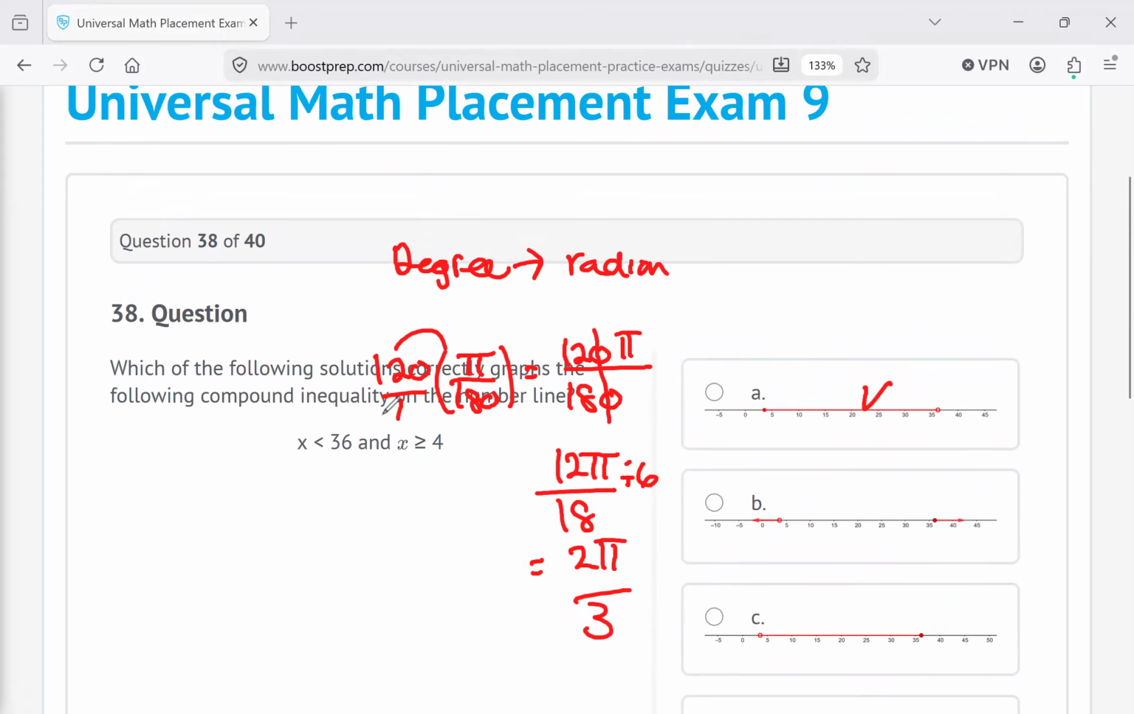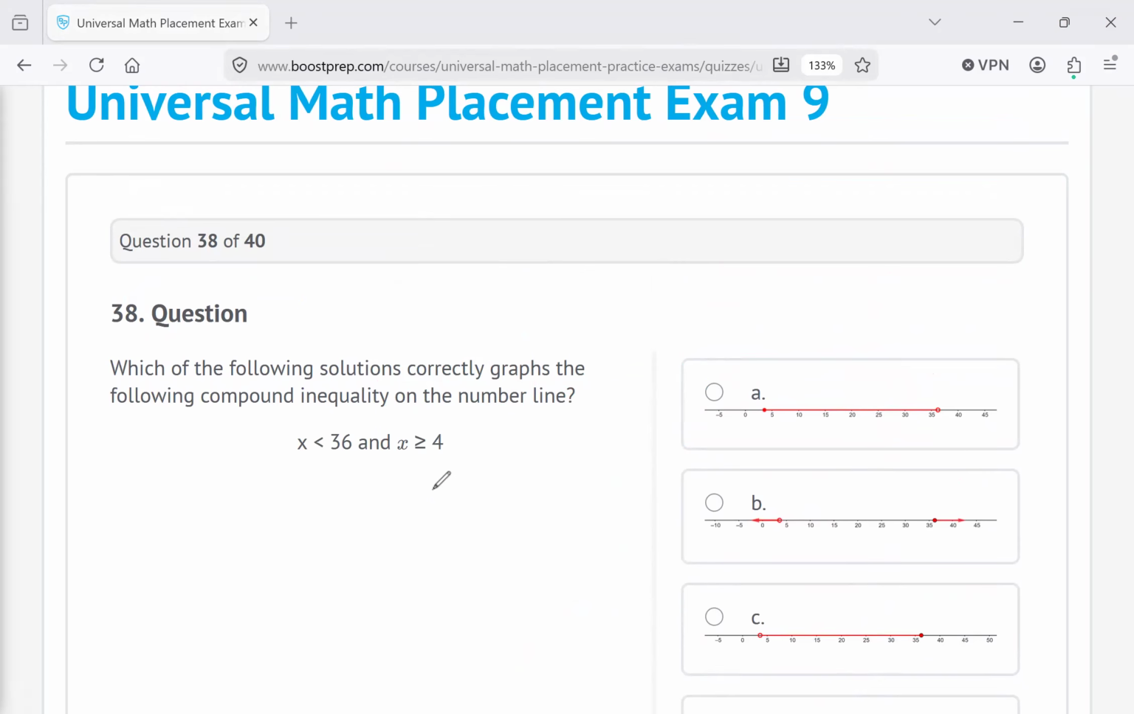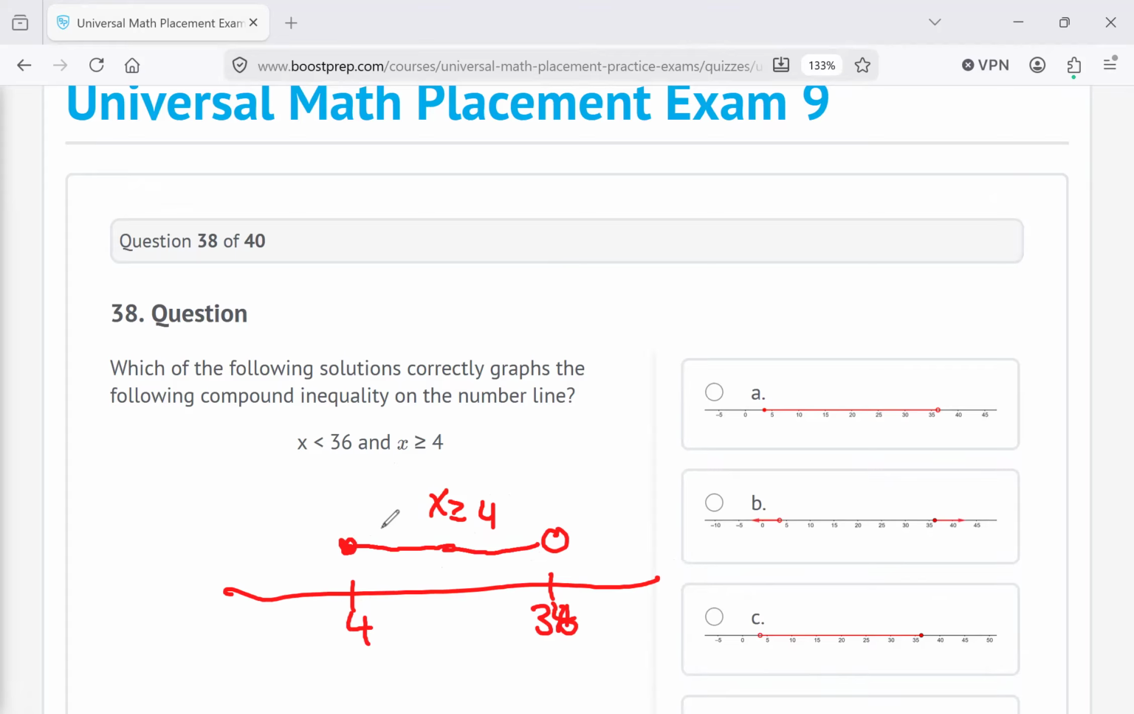Which of the following solutions correctly graphs the following compound inequality? X is greater than or equal to 4. So you have 4 here and, oops, no, 36 here, 4 there. So let's see. 36 is an open circle and it's going to be less than, and then for X, 4 is going to be a dark circle, so we move to the right. So there you go. I think it's A, because it connects, it doesn't disconnect.